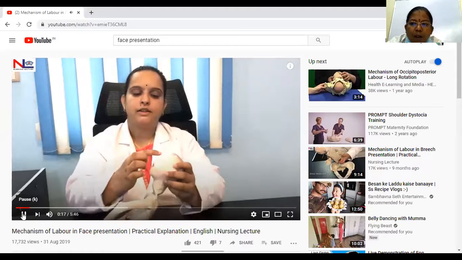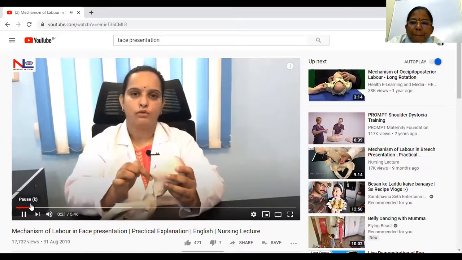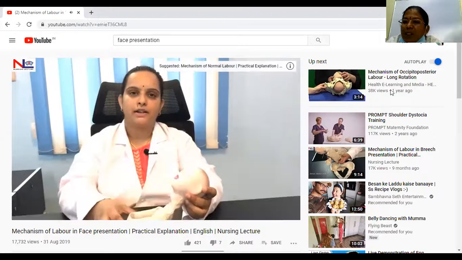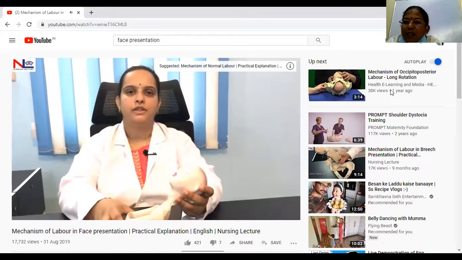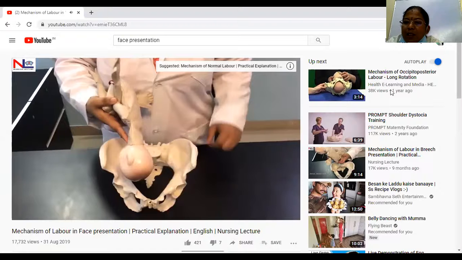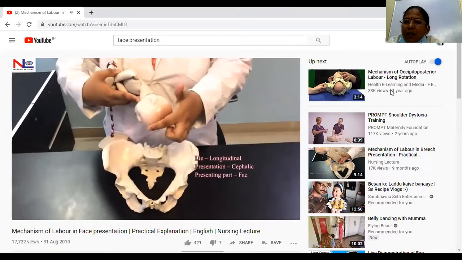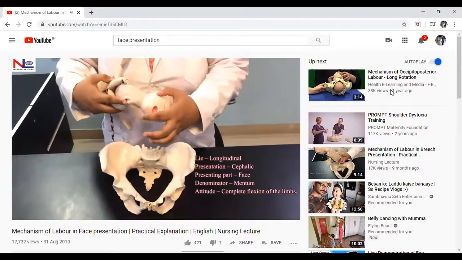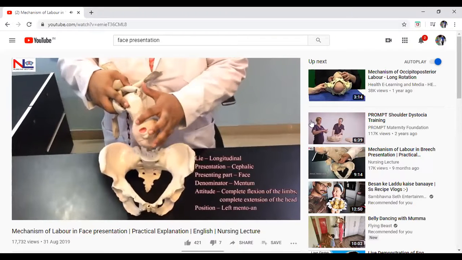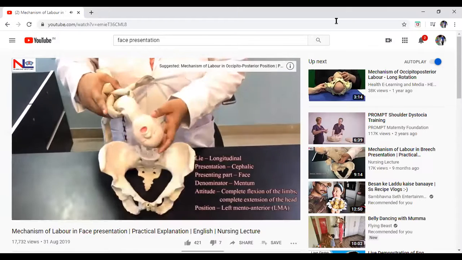Presentation. The face is the presenting part which comes in relation with the internal os. Before I start with the cardinal movements, just have a look at the conditions under which the fetus lies. Here, lie is longitudinal, presentation is cephalic, presenting part is face, denominator is mentum, the bony fixed point which comes in relation with the pelvic brim. Attitude is flexion of the limbs.